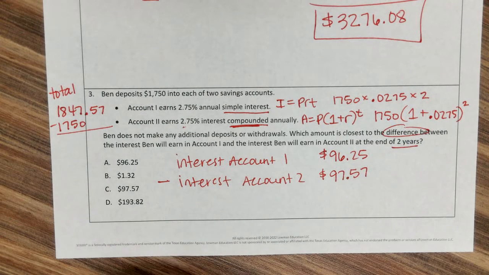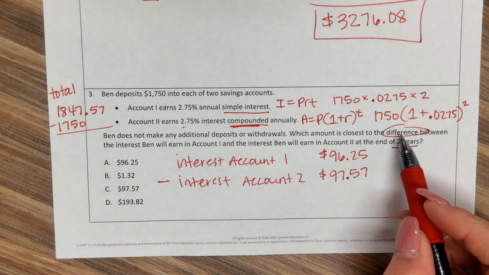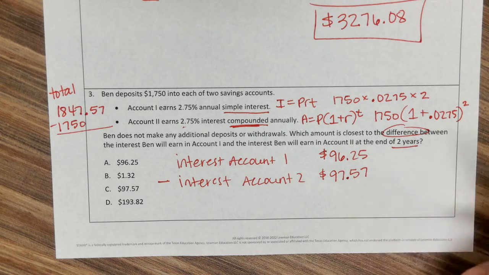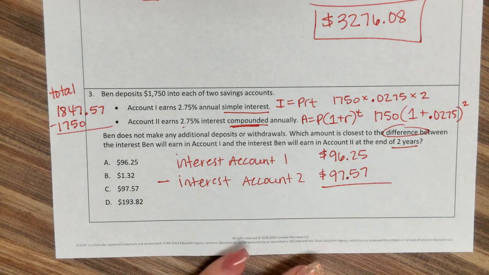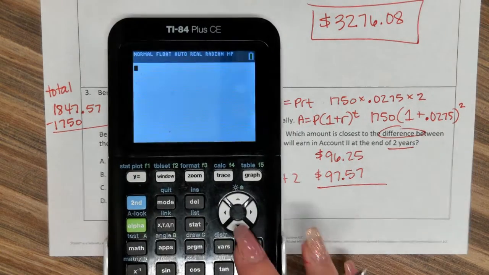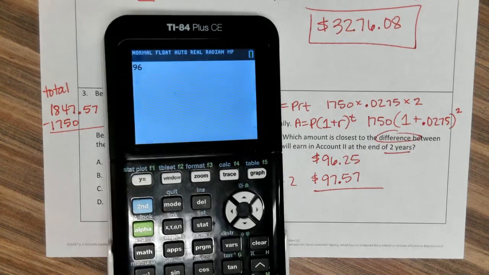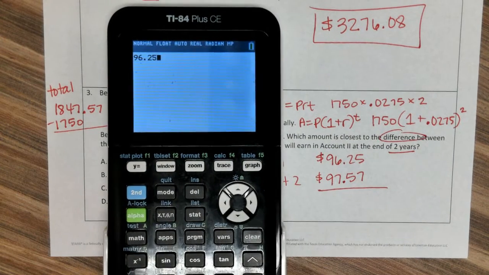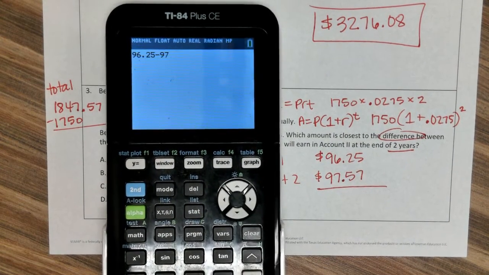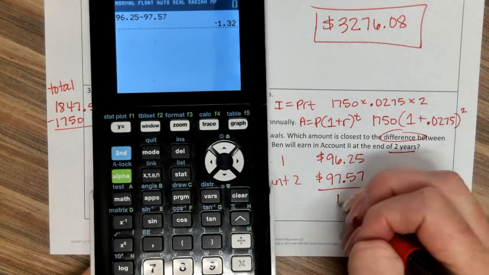Now that I have both of them, it wants the difference between those two. So what am I going to do? Subtract. Now, don't write a negative or positive. You're just going to write the difference. How much money is the difference? So 97.57 minus 96.25, which is $1.32.